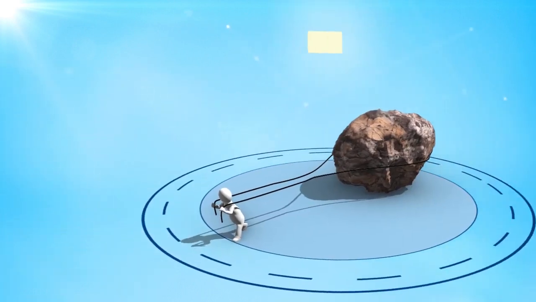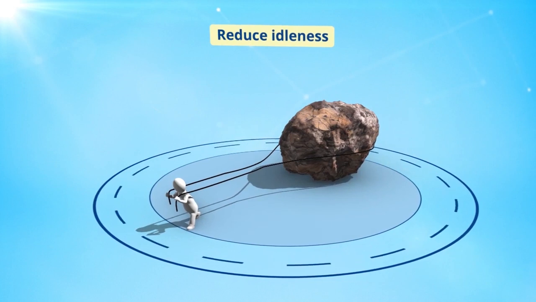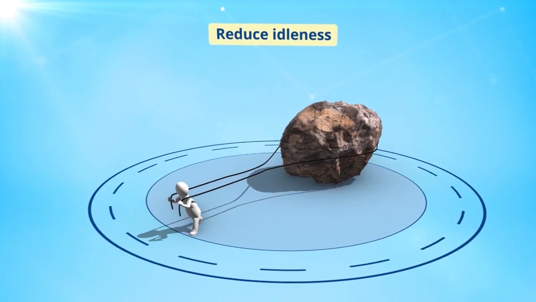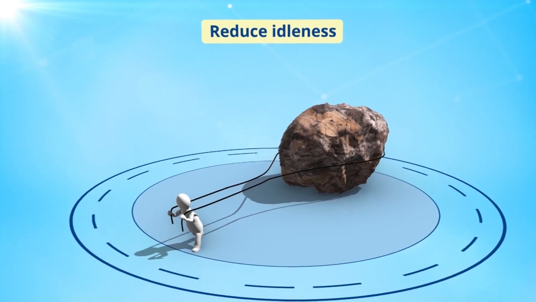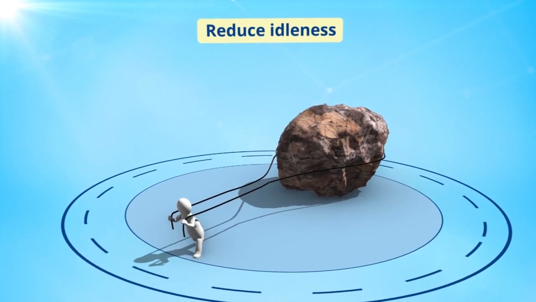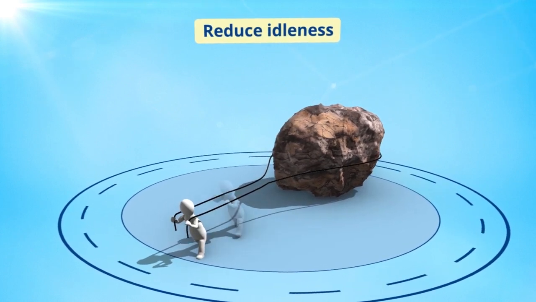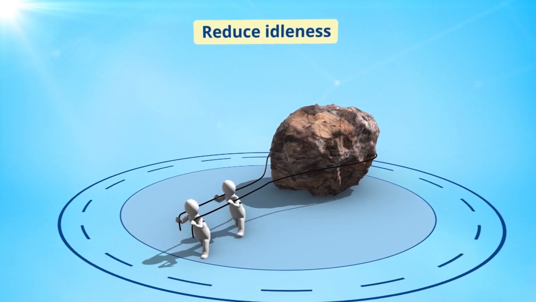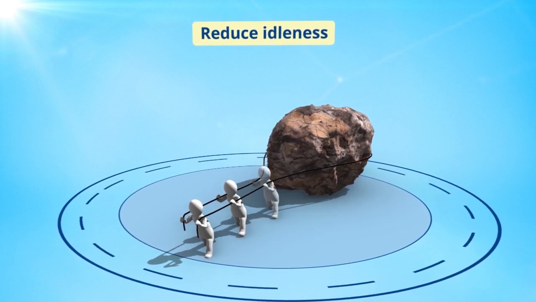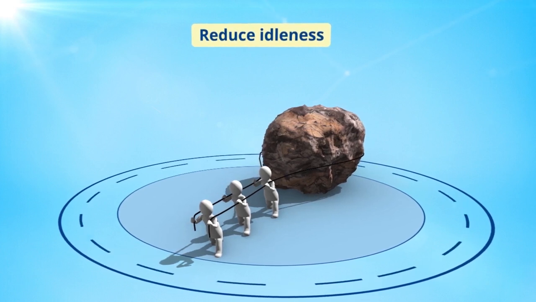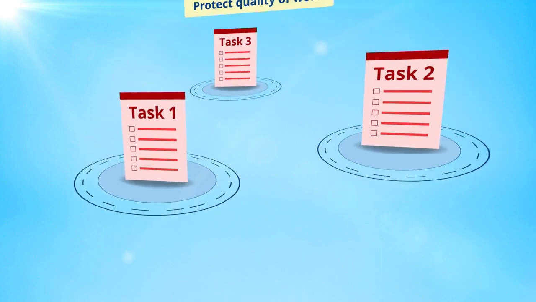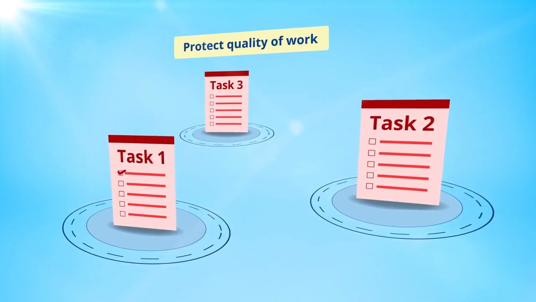Another goal of setting WIP limits is to reduce idleness. So, for example, if we have, as a team, an overall and collective WIP limit, and we start to see that we're not able to move things forward because there are some things that are stuck, then team members can collaborate and help each other to move those items, and start to help other team members in getting their work done.